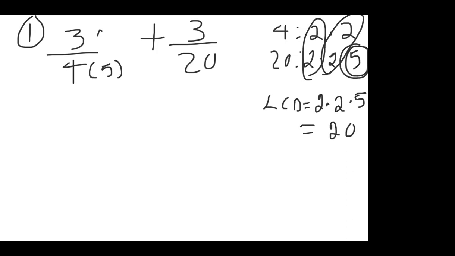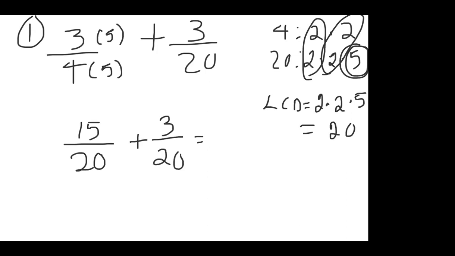You also want to multiply the numerator by 5. So the first fraction will become 15/20. However, the second fraction already has the denominator, so you just keep it. You don't change anything about it. So now that we have like denominators, we keep the denominator and add the numerators together. So 15 plus 3 gives you 18.